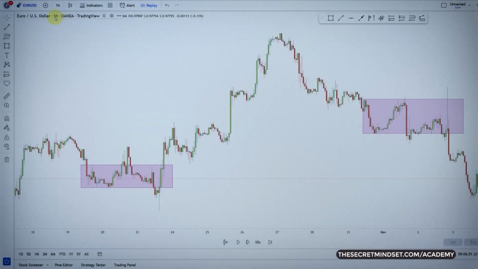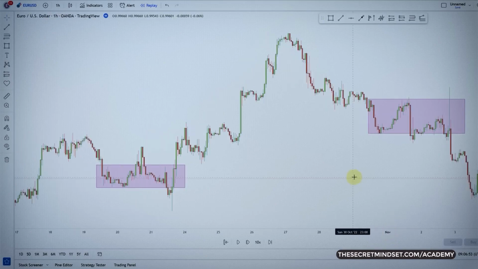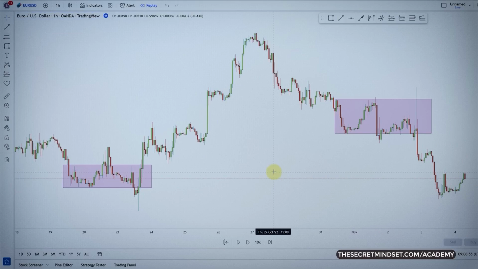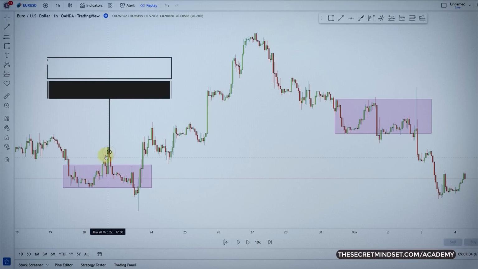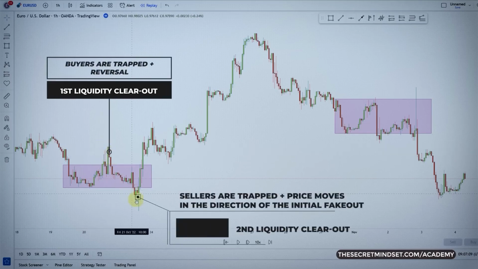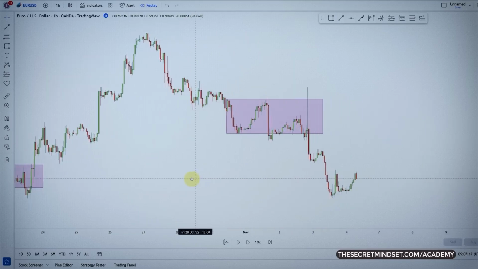Let's look at this Euro-USD chart on the hourly time frame. At a quick glance, I see not one, but two obvious setups. The first one is here. Liquidity clear-out, reversal, buyers are trapped. Liquidity clear-out, sellers are trapped, and price continues in the initial direction.